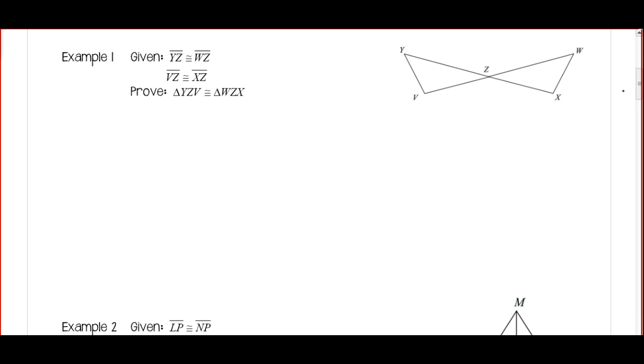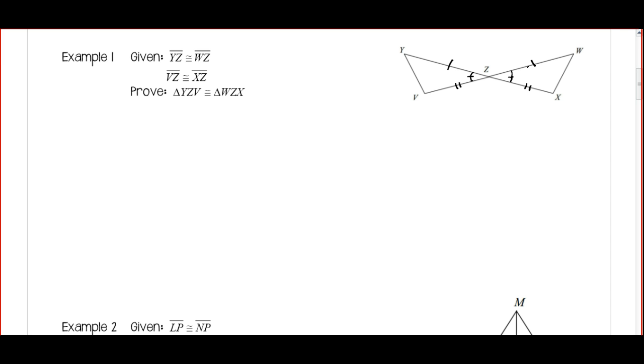So as always, I'm going to go ahead and mark my given information and see what I've got. So I've got YZ congruent to WZ, and VZ is congruent to XZ. And I want to get these two triangles congruent. And I can see right away that I'm going to have these vertical angles, and that I'll be able to prove that these triangles are congruent by side angle side.